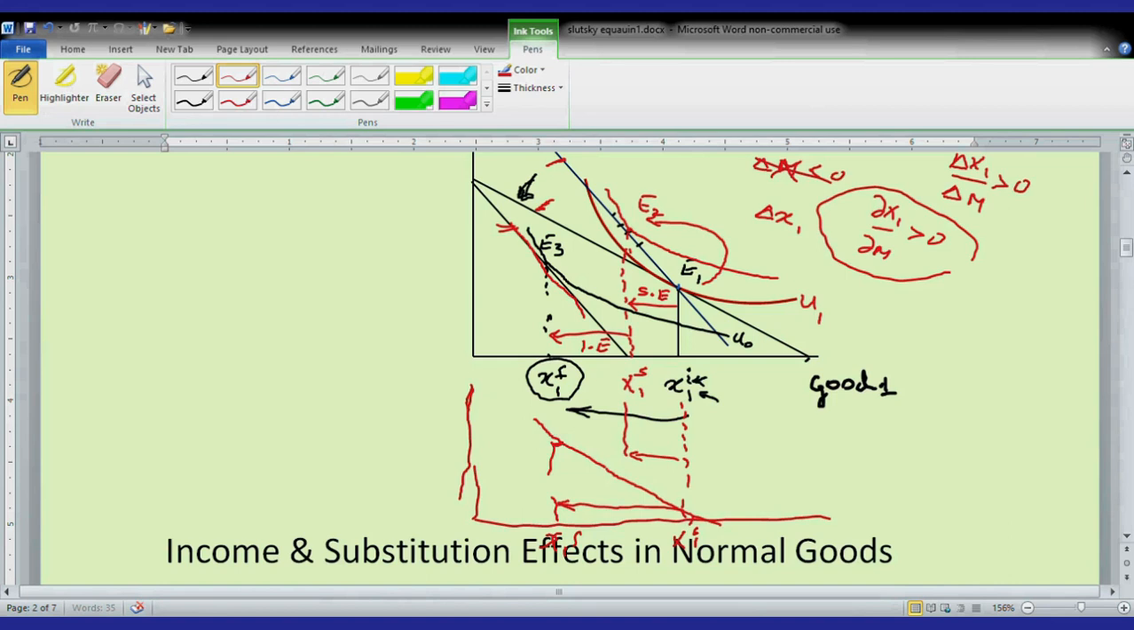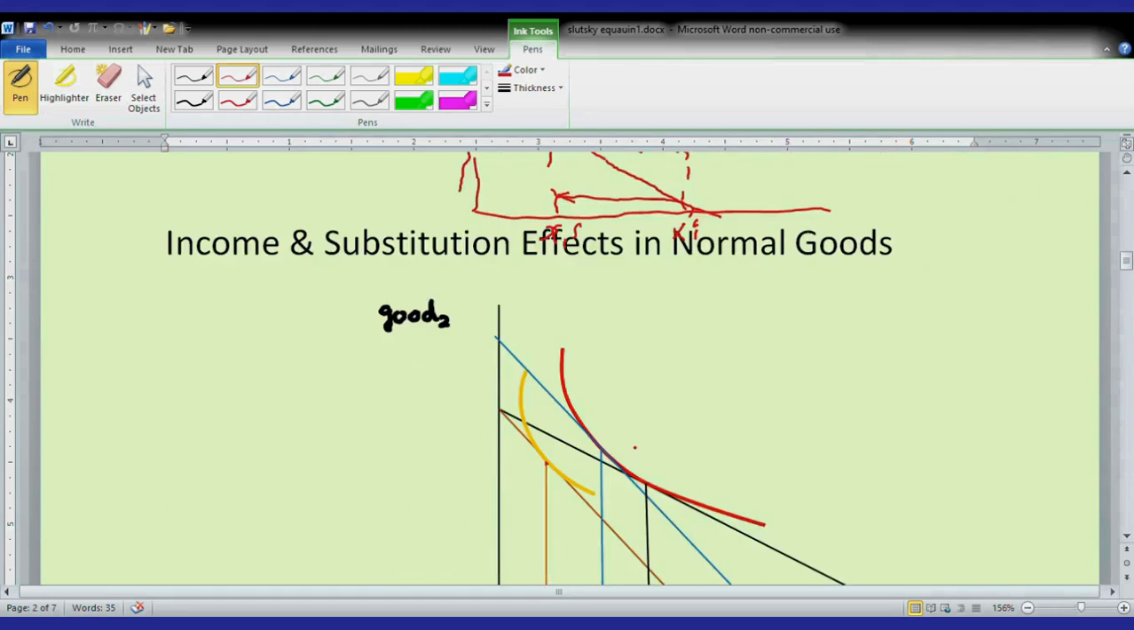Now, like I said, in the case where the good in question is a normal good, if its price increases, unambiguously the quantity demanded of that good will be decreasing. This is something that is true for normal goods. Whenever the price of a normal good increases, quantity demanded of that good decreases unambiguously, partly because of the income effect and partly because of the substitution effect.